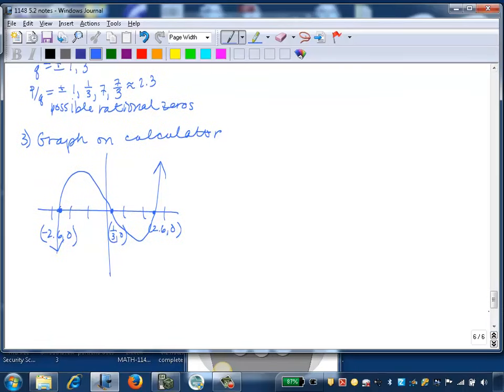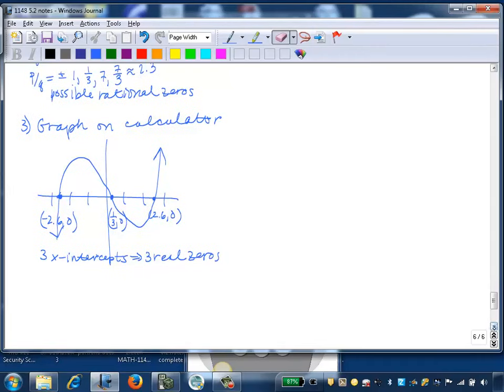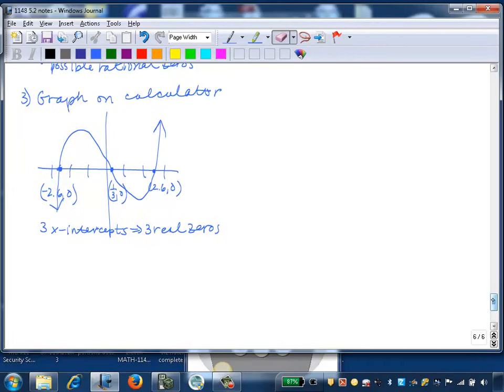Okay, so we see 3 x-intercepts. So we know that that means we have 3 real zeros. Now let's start with the one that's on our list, the 1/3. That'll be easiest to verify algebraically.